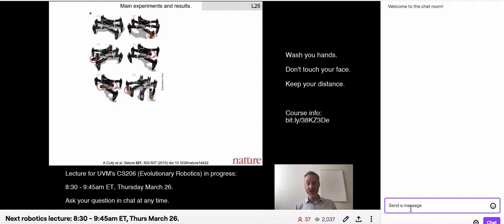So let's finish up this lecture by looking at these six different damage scenarios. And hopefully you can see in the stream here. Yeah, it should be relatively clear. The yellow stars here represent the walking speed in meters per second of the robot after it's experienced damage.